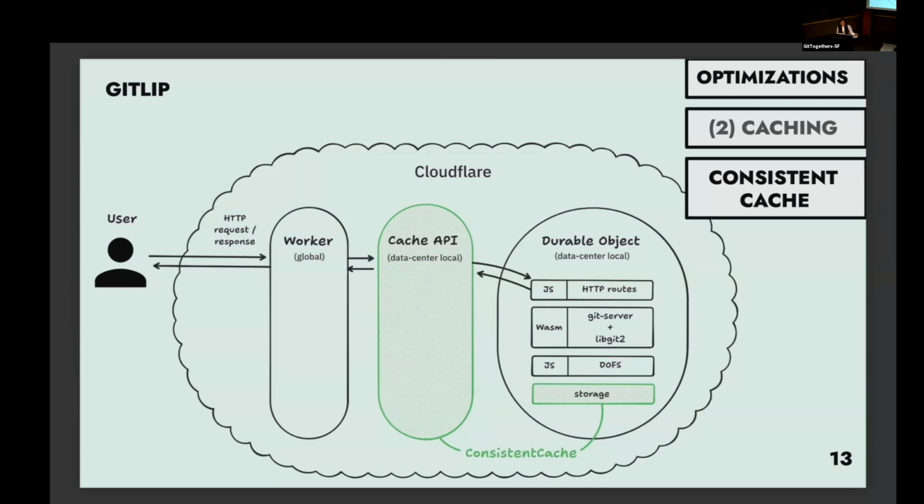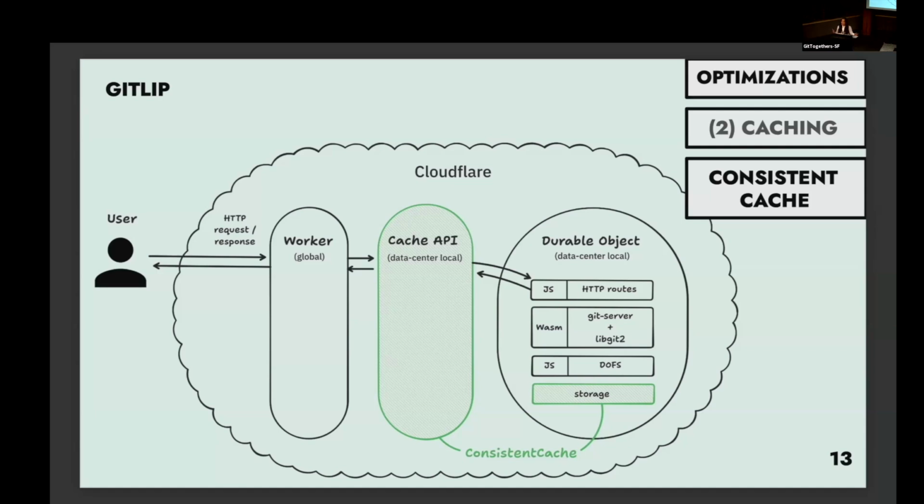In addition to caching, consistent cache also enables concurrent request deduplication. This means that two or more concurrent read requests with the same parameters result in only a single request to the WebAssembly Git server. The Git server then produces a response that we clone and forward back to each client.